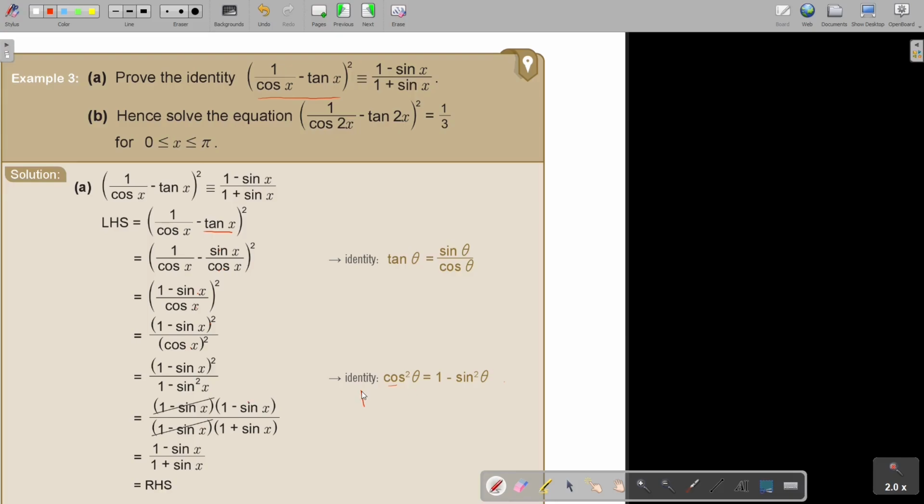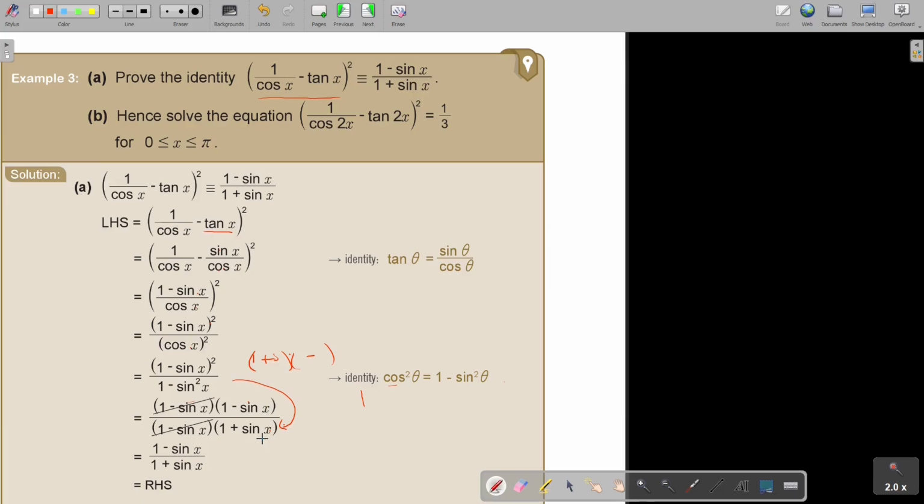Let's see, 1 minus sin squared x is a difference between two squares. So it's two brackets, one with a plus, one with a minus: 1 minus sin x, 1 plus sin x. This step is the difference between two squares. Then this cancels out, so this is left, and I can see that the left-hand side is equal to the right-hand side. So that is the proof.